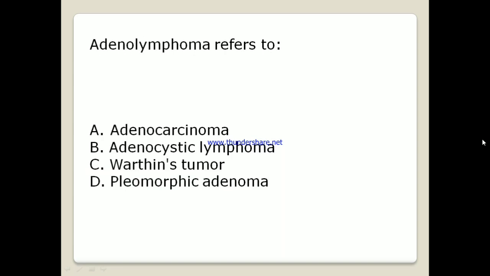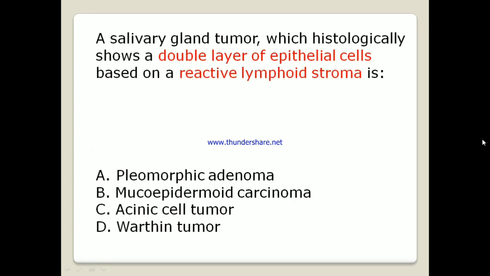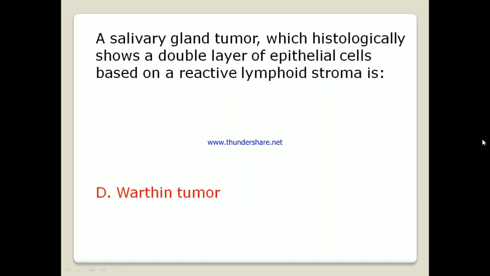Which tumor does not occur in minor salivary gland? D. Warthin's tumor. Adenolymphoma refers to: A. adenocarcinoma, B. adenocystic lymphoma, C. Warthin's tumor, D. pleomorphic adenoma. Adenolymphoma refers to C. Warthin's tumor. A salivary gland tumor, which histologically shows a double layer of epithelial cells based on a reactive lymphoid stroma is: A. pleomorphic adenoma, B. mucoepidermoid carcinoma, C. acinic cell tumor, D. Warthin tumor. The answer is D. Warthin tumor.